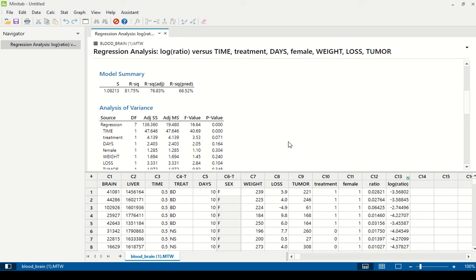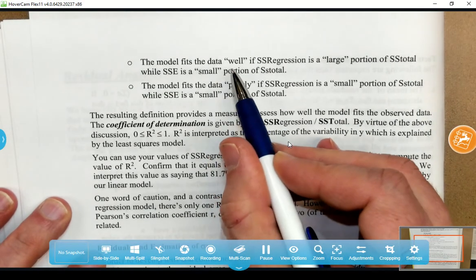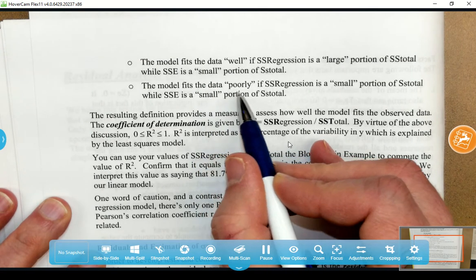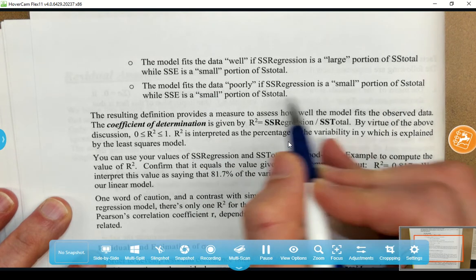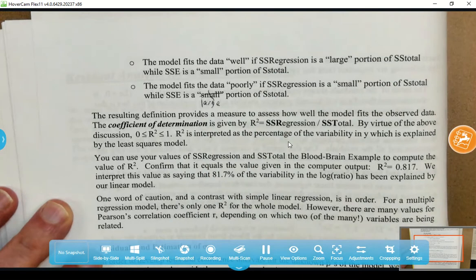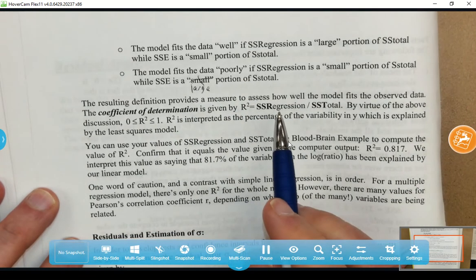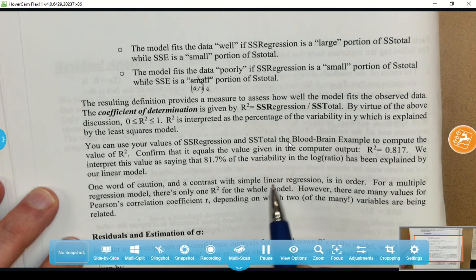So let's go to page 132 now. And we need to make one correction here on page 132. If SS regression is a large portion of SS total, it fits the data well. On the other hand, the model will not fit the data if SS regression is a small proportion of the SS total, while the SSE should actually be a large portion. And so again, this is how we get the coefficient of determination. And we did get r squared equal to 0.8175.